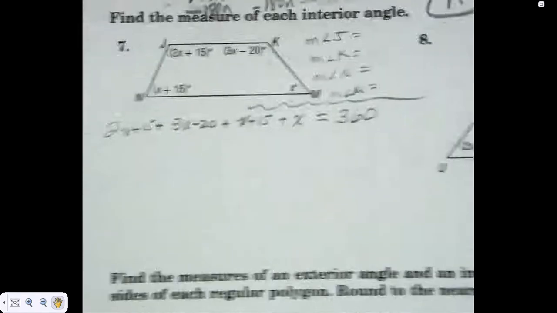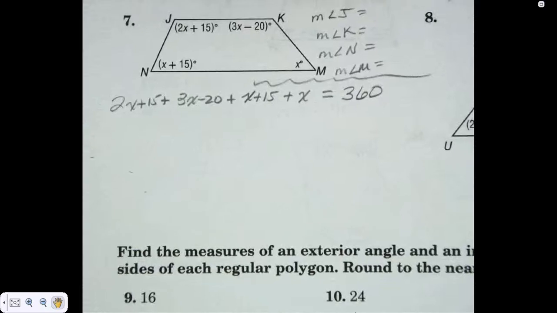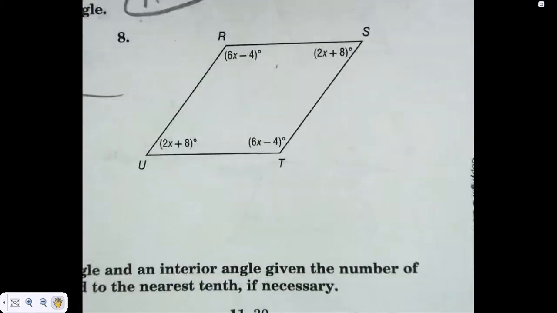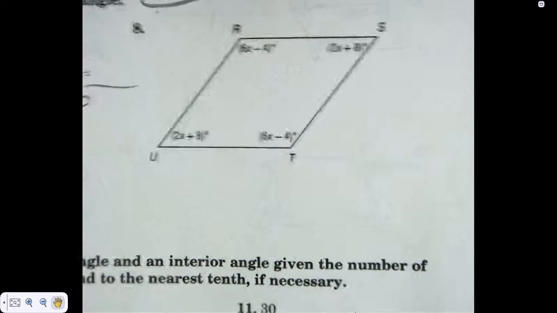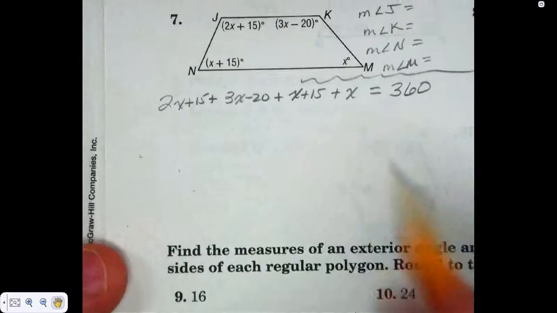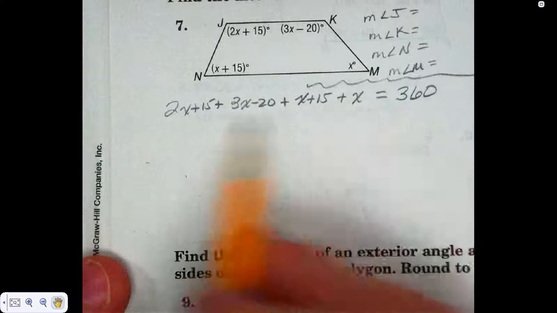360. So for these two, it's not going to change, but I bet there's going to be some on your homework where this is like a what? A pentagon, or a hexagon, or an octagon. Okay, where you're going to have to put it into the formula. Now, at this point, it just becomes a big, ugly equation.